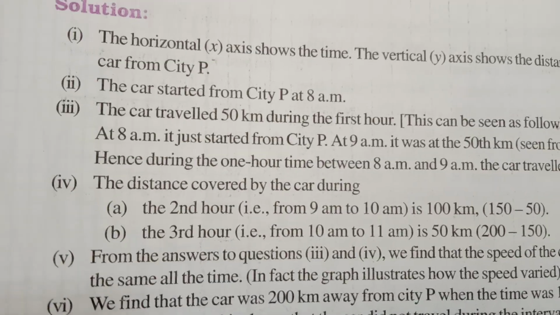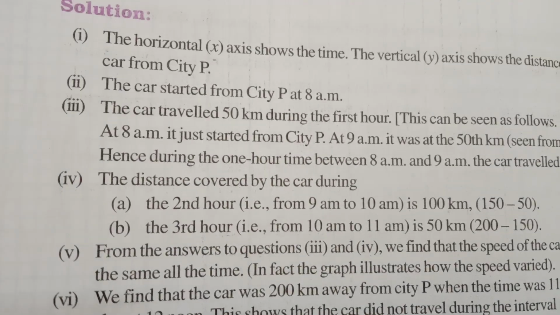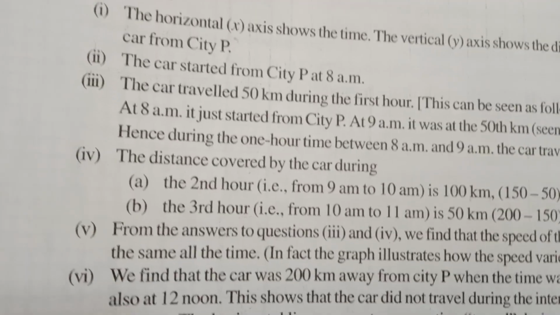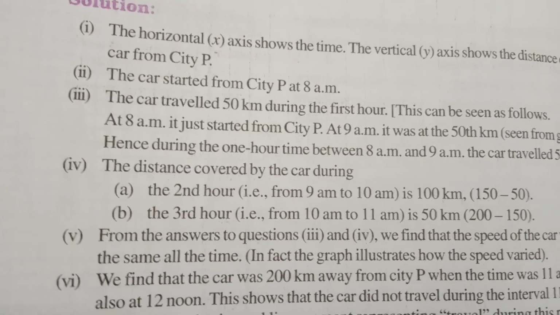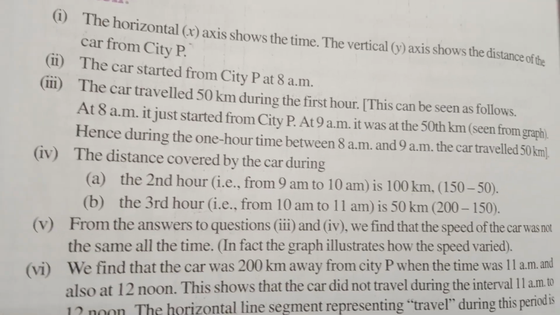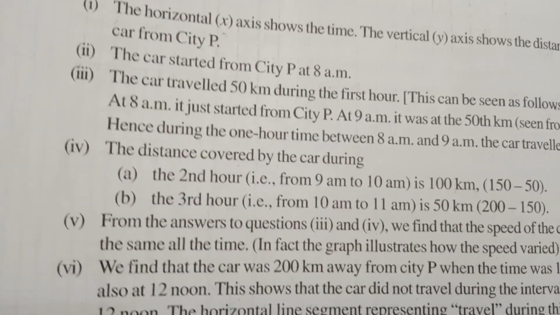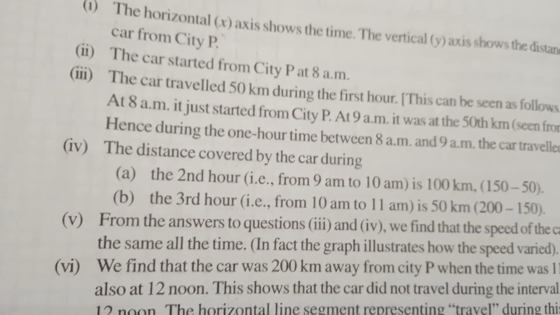And the third hour started from 10 a.m. to 11 a.m. It traveled 50 kilometers, as it is showing 200 kilometers, and before it was 150. Now the fourth one: from the answers to questions three and four, we find the speed of the car was not the same all the time. In fact, the graph illustrates how the speed varied.